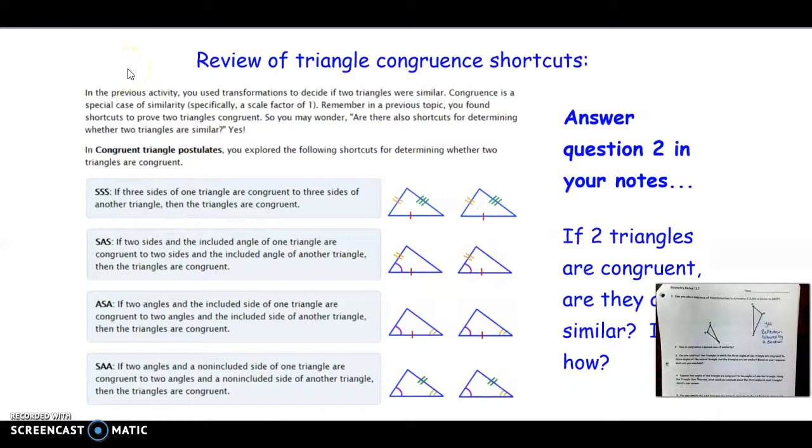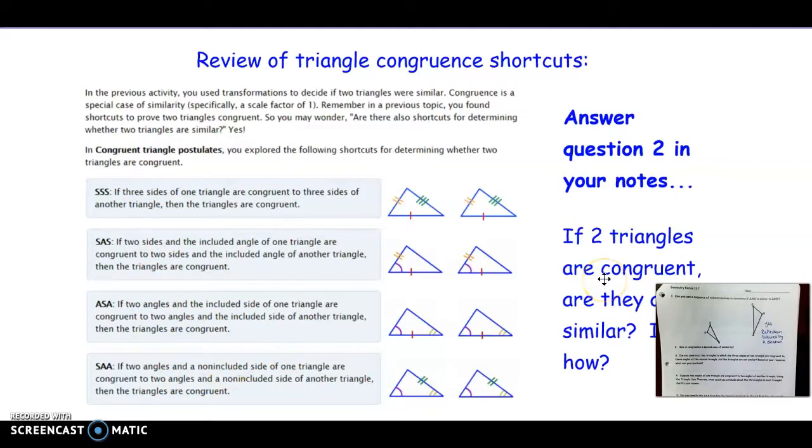So, as a review, these are the shortcuts that we learned for proving triangles are congruent. So we had SSS, that if 3 sides of one triangle are congruent to 3 sides of another, that meant the triangles were congruent. We had side angle side, if we had 2 sides and the included angle that were congruent to the 2 sides and the included angle of another triangle, that meant they were congruent. ASA was 2 angles and the included side, and AAS was 2 angles and the non-included side. So those were the 4 shortcuts that would work for any triangle. Of course, we had a 5th one, HL, that worked for right triangles only.